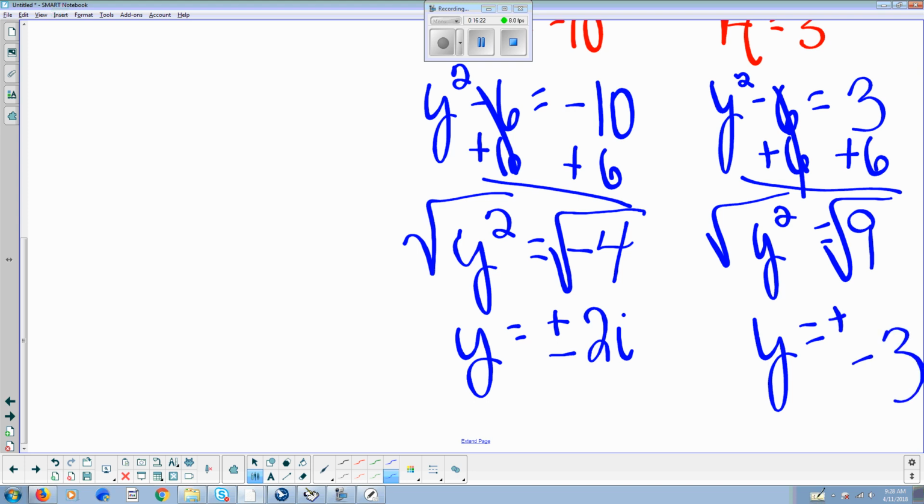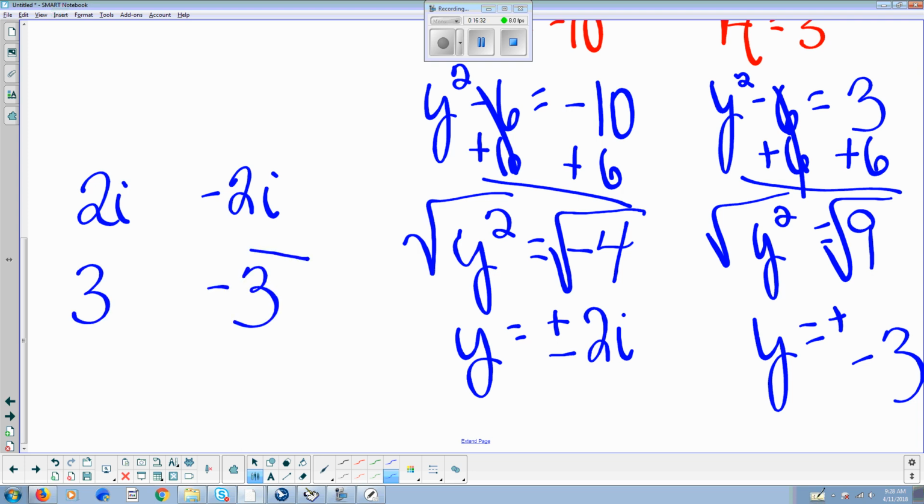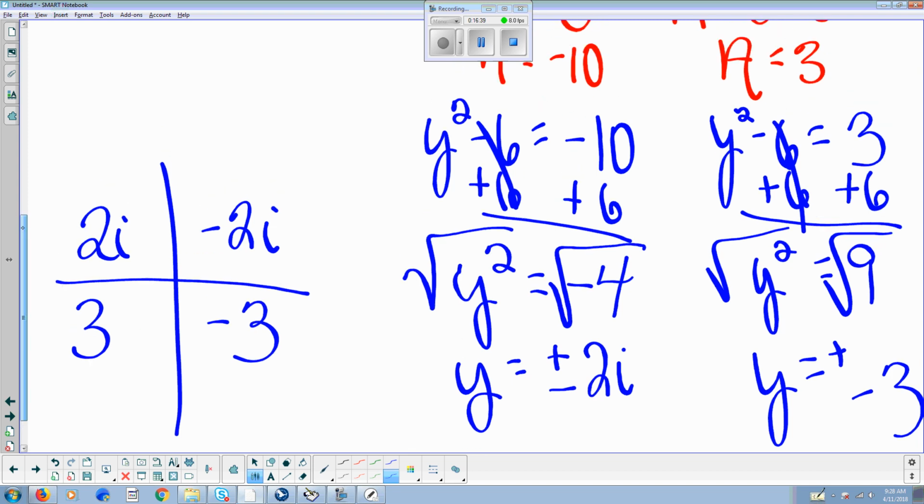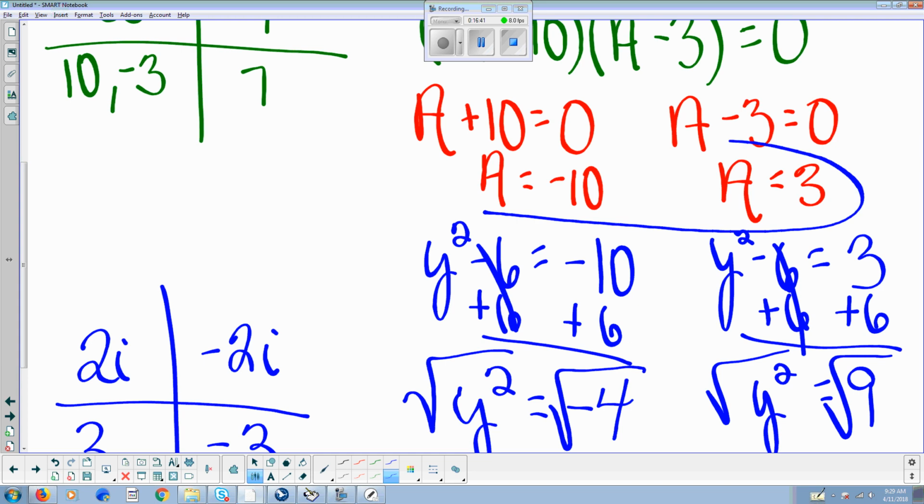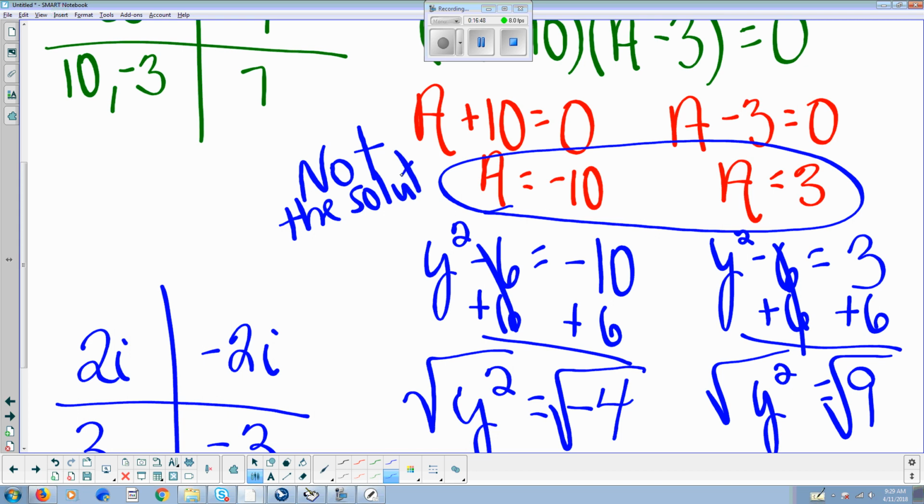So my two sets of solutions, well, first set is 2i and negative 2i. My second set is 3 and negative 3. And there's a separate box here for every answer to go in. Okay? So there are 4 solutions. Again, I will warn you, the biggest mistake is people want to give this as the first set of solutions. This is not the solutions. You get the idea? Okay, don't make that mistake.